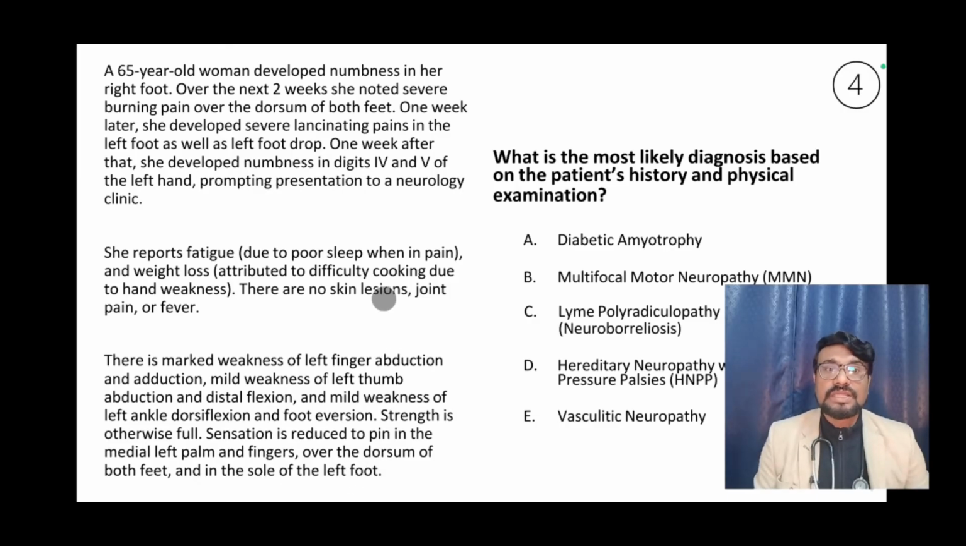So, with these presentations, what is your diagnosis? This patient developed numbness in her right foot. So, what is your diagnosis? Whether it's diabetic amyotrophy, multifocal motor neuropathies, Lyme polyradiculopathy, hereditary neuropathy with liability to pressure palsy, or vasculitic neuropathies. So, this is a case of vasculitic neuropathy.